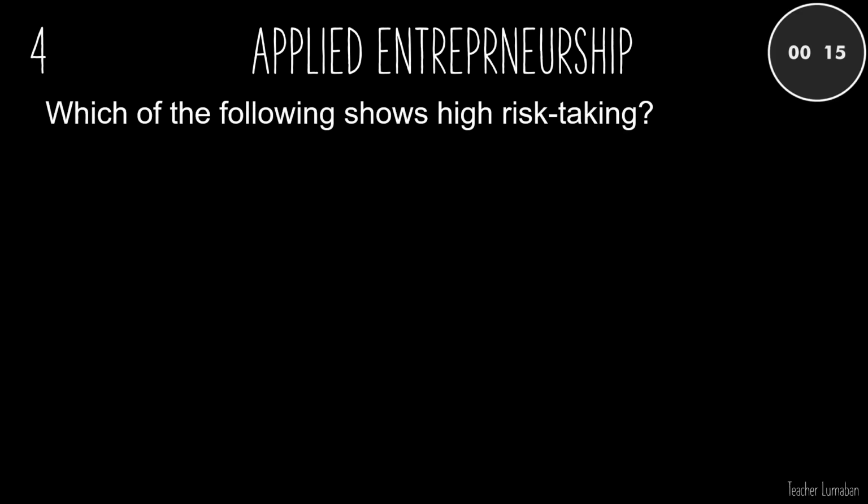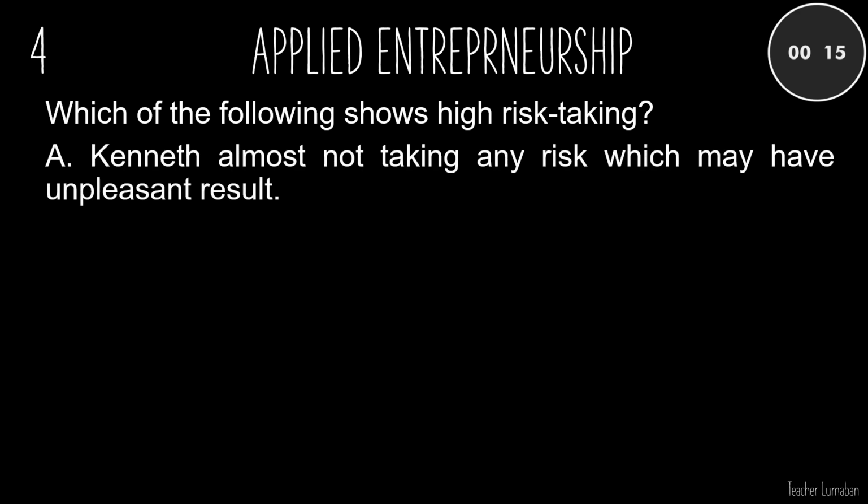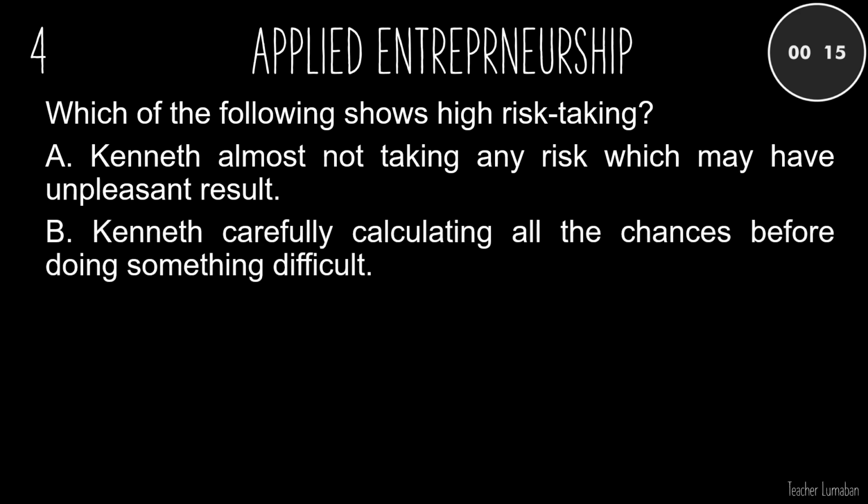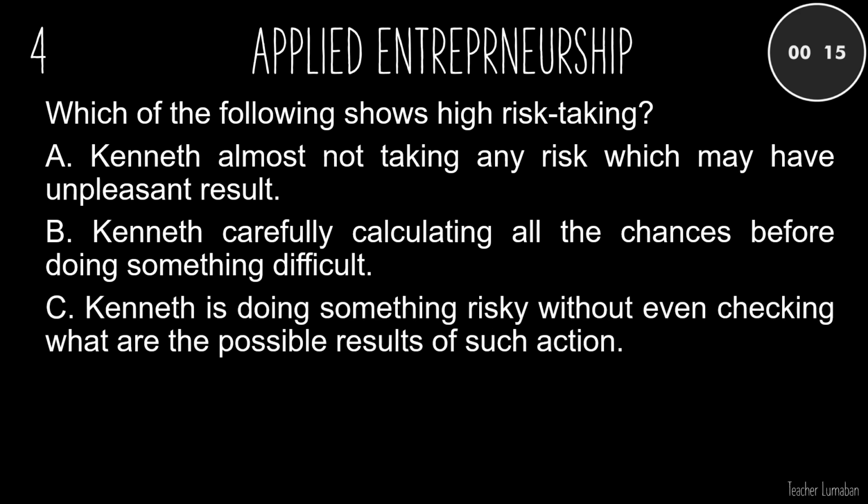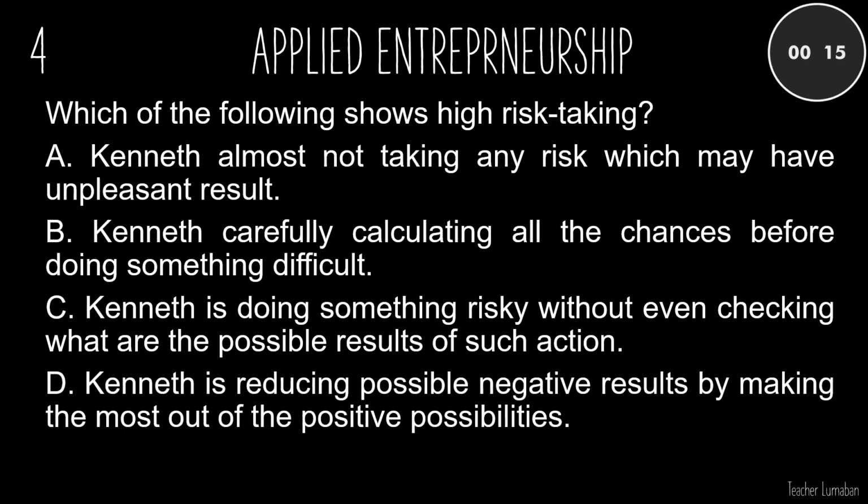Which of the following shows high risk taking? A. Kenneth almost not taking any risk which may have unpleasant result. B. Kenneth carefully calculating all the chances before doing something difficult. C. Kenneth is doing something risky without even checking what are the possible results of such action. D. Kenneth is reducing possible negative results by making the most out of the positive possibilities.